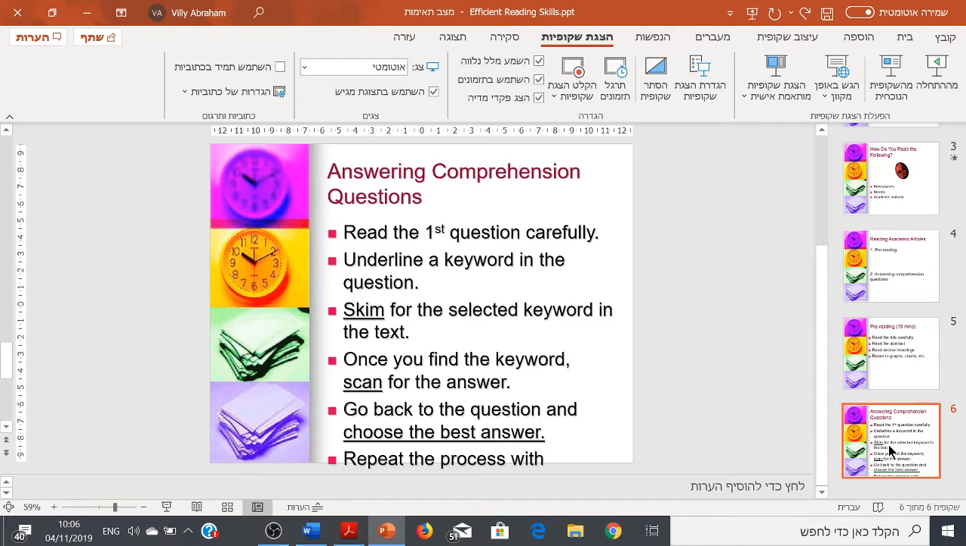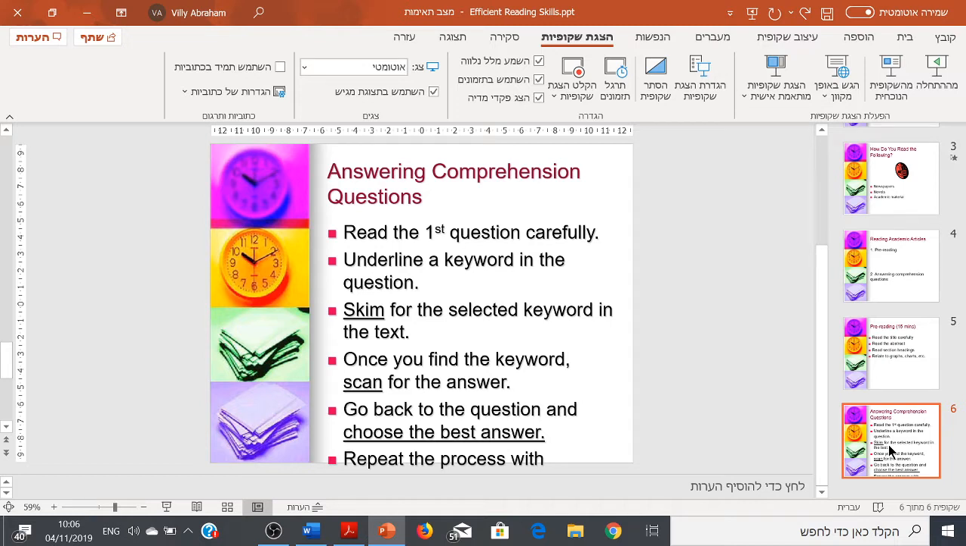So you start off by reading the question carefully, translating words which you may not be 100% sure as to their meaning, and then you underline a keyword in the question. Now, why do we underline a keyword in the question? Well, we do it because a keyword is a word that would help us focus on a particular section, area, or paragraph where the answer might be located.